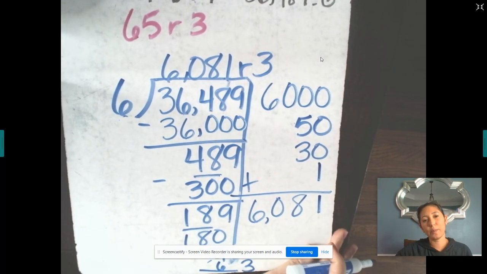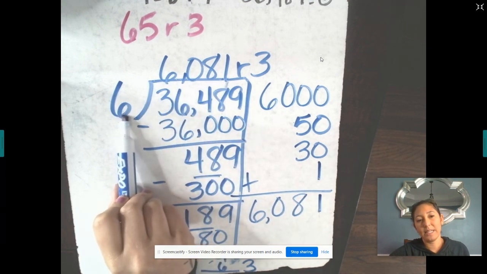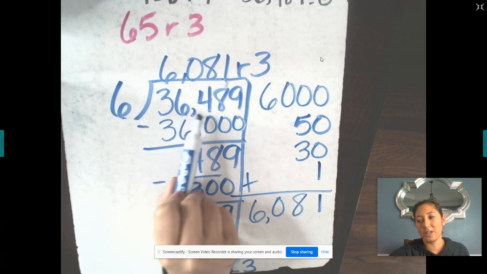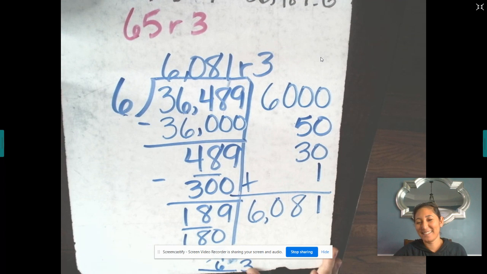Remember, you can use multiplication if you need to. You would multiply 6,081 by 6 and then add 3 to see if you got 36,489. And if so, you are correct. Good job, guys.